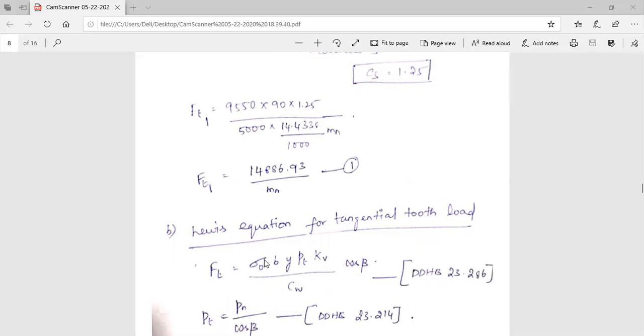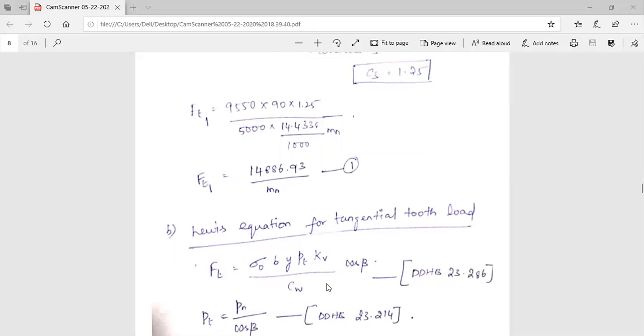So what is meant by sigma naught? That is the allowable static stress. b is the phase width. Y is the Lewis form factor. Pt is the transverse circular pitch, and Kv is the dynamic velocity factor.